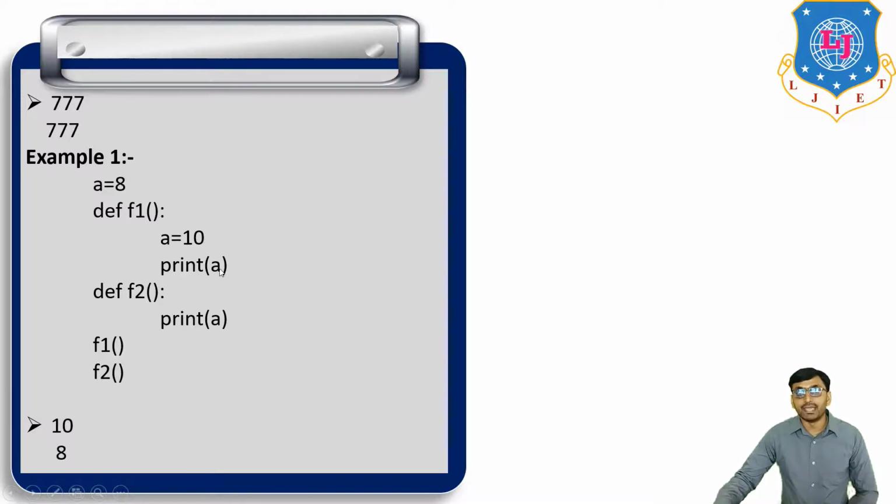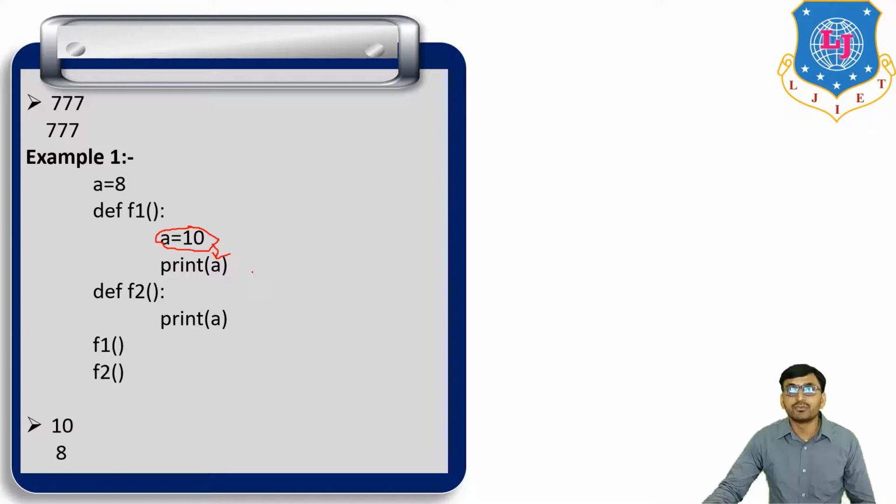Now print a. So this value a is equal to 10 is transferred here, because it is the same inside the function. So a is equal to 10 is of function f1, so it is transferred here. So print a means we get a is equal to 10.